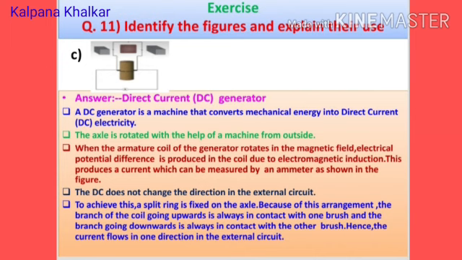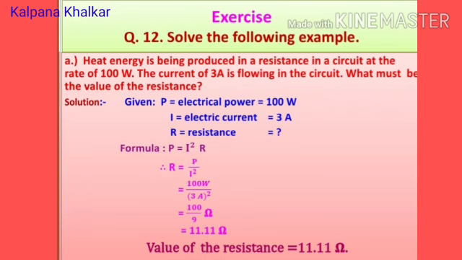To achieve this, a split ring is fixed on the axle. Because of this arrangement, the branch of the coil going upwards is always in contact with one brush and the branch going downwards is always in contact with the other brush. Hence, the current flows in one direction in the external circuit. Question number 12. Solve the following example. A. Heat energy is being produced in a resistance in a circuit at the rate of 100 watt. The current of 3 ampere is flowing in the circuit.